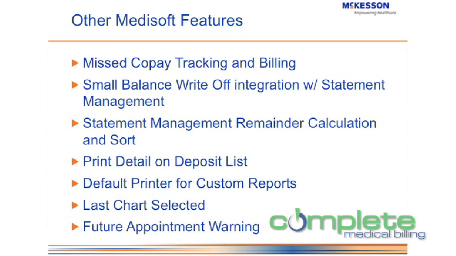There's an ability to select a default printer for custom reports, so you can send your statements to one location, your super bills to another, your claims to another, preventing you from printing a super bill onto a claim, or a statement onto a claim, or a claim onto a super bill. It'll allow you to specify that by tray, so you don't have to send it to different printers. You can set it up so that these ones go to this tray that has this paper already loaded.